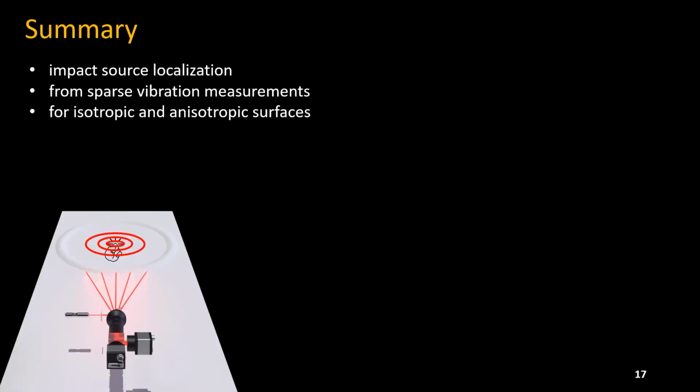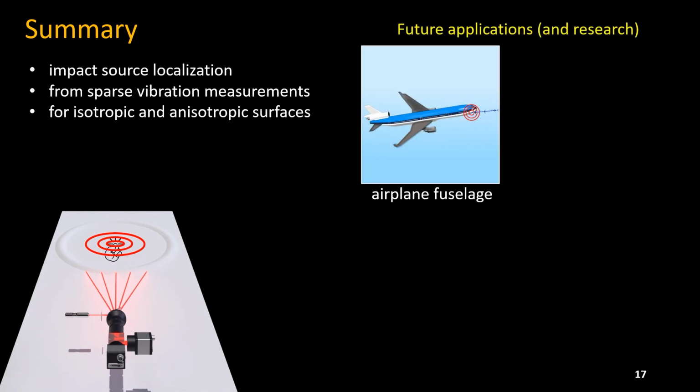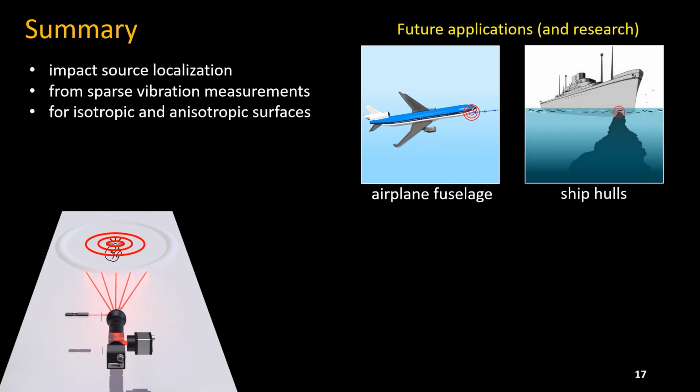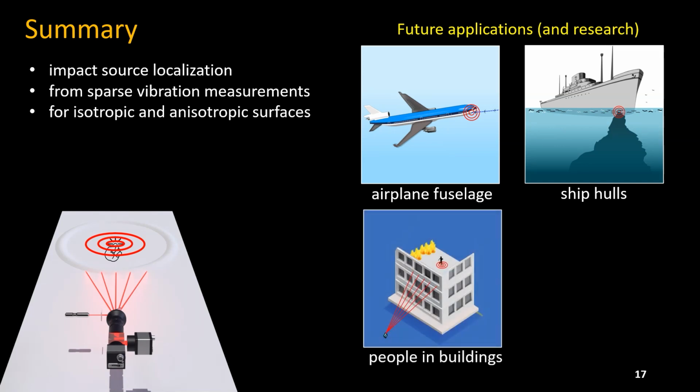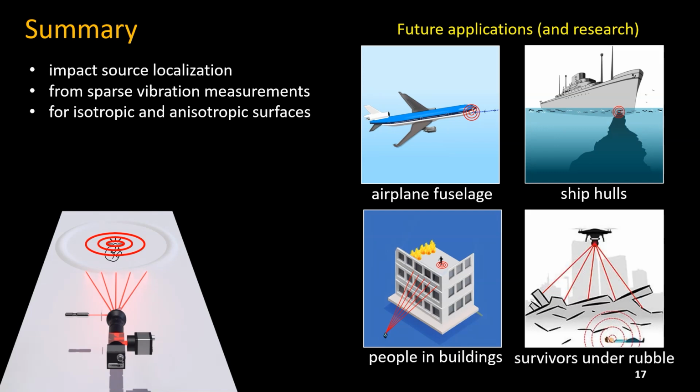In summary, we presented a novel approach to localize impacts on object surfaces by measuring the transient vibrations these impacts create. Our method opens the door for various novel vision tasks, like localizing bullet or bird impacts on airplane fuselages mid-flight, or impacts on ship hulls from dockside, tugs, or other debris, localizing people in building fires, and localizing survivors under the rubble of falling buildings.